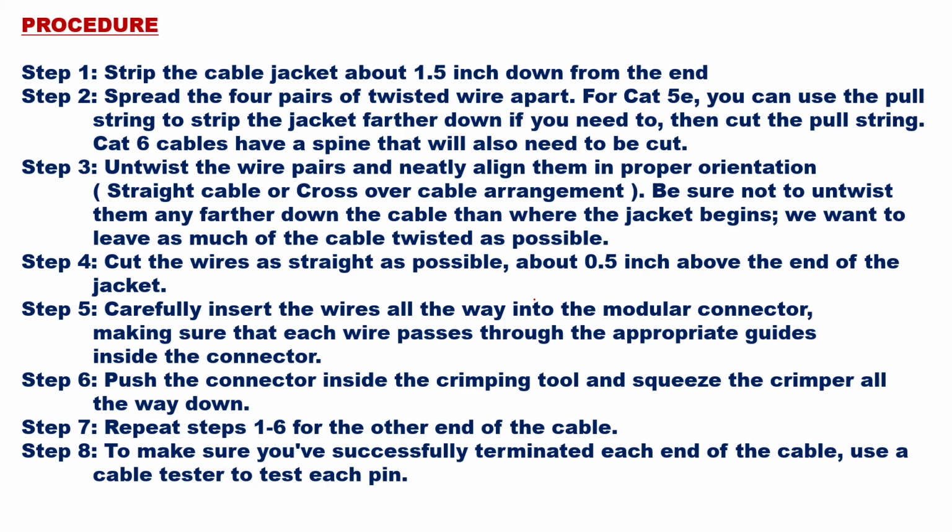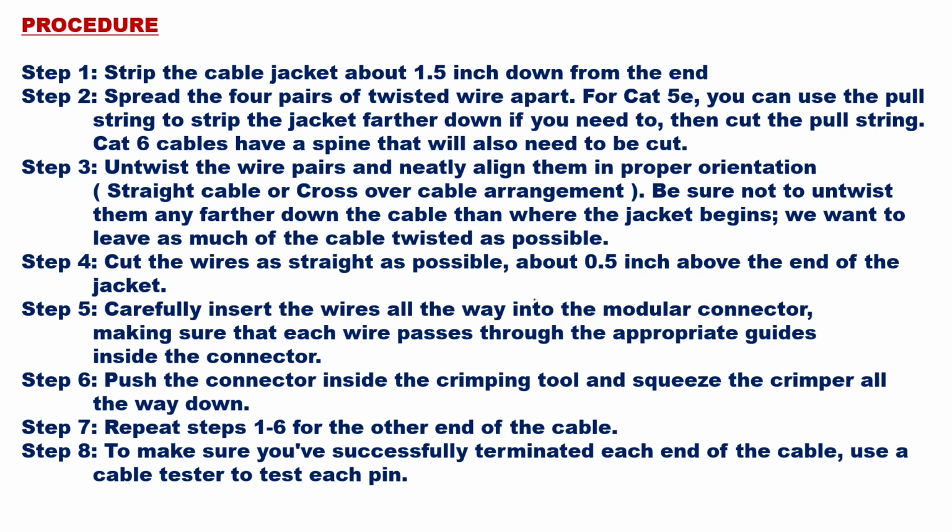Step 3, untwist the wire pairs and neatly align them in proper orientation, whether you are going to do a straight cable or a cross cable. Make that arrangement. Be sure not to untwist them any further down the cable than where the jacket begins. We want to leave as much of the cable twisted as possible. Step 4, cut the wires as straight as possible, about 0.5 inch above the end of the jacket.